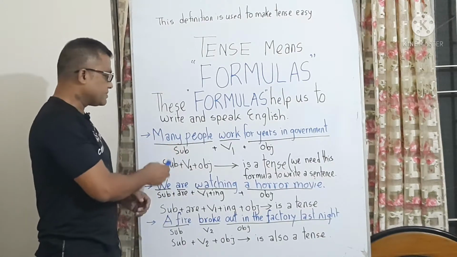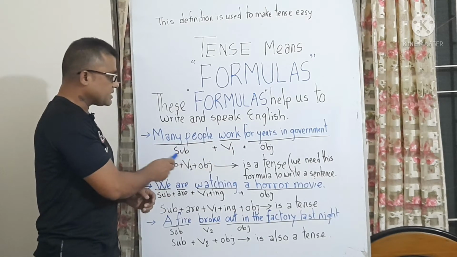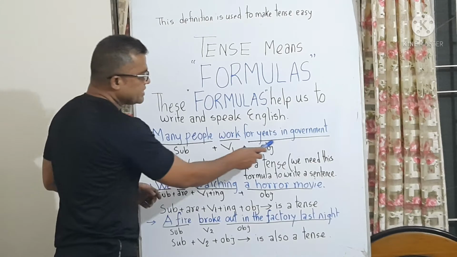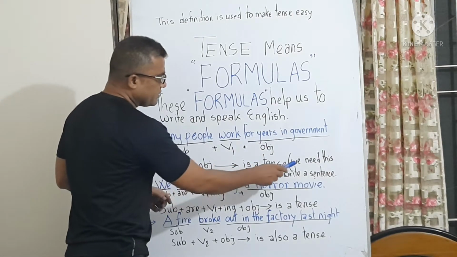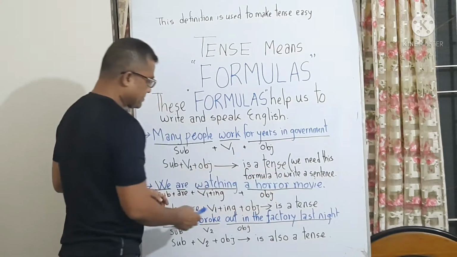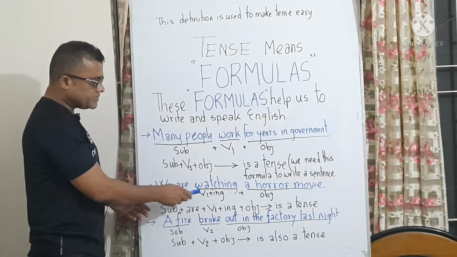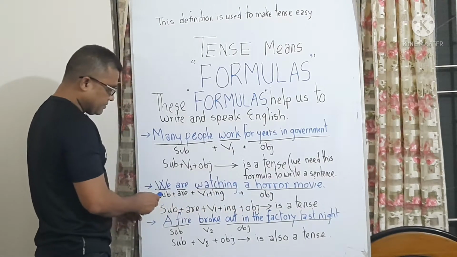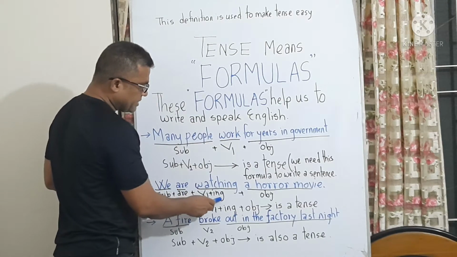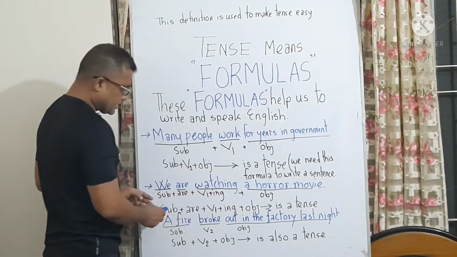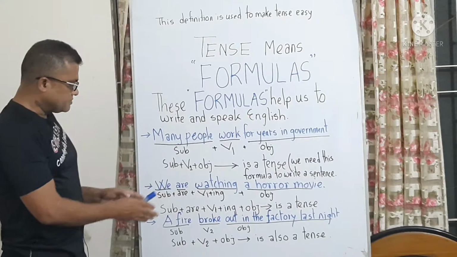Let's have some examples. Many people work for years in government. Many people, subject, work, V1, for years in government. Subject V1 object is a tense. We need this formula to write a sentence. Now come to the second example. We are watching a horror movie. We, subject, are, watch plus ing, V1 plus ing, plus object. Subject are V1 ing object. It is a tense also.